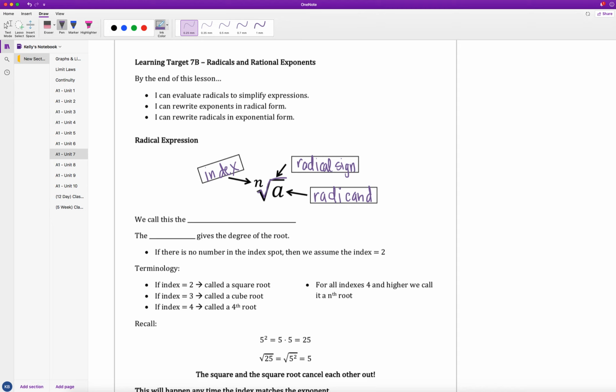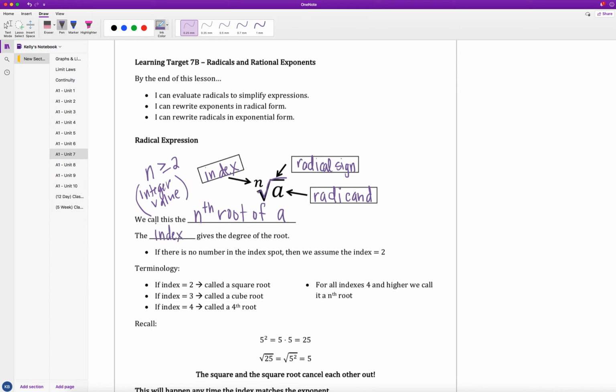Let's talk about how we would pronounce this. We would say that this is the nth root of A. So remember, our index is n. If I were to have an index here that was a 5, for instance, we would say that's the fifth root of A. So n is going to be an integer value that is greater than or equal to 2, and the index gives us the degree of that root.